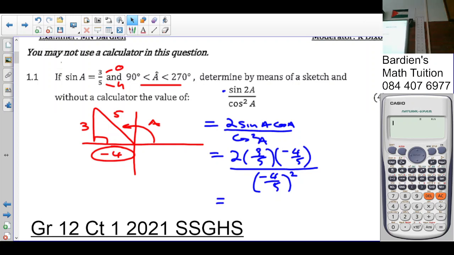That is going to be 2 times 3 over 5 times negative 4 over 5, over negative 4 over 5 squared. They give you negative 3 over 2. Is that correct? Negative 3 over 2. Okay, alright, let's carry on.